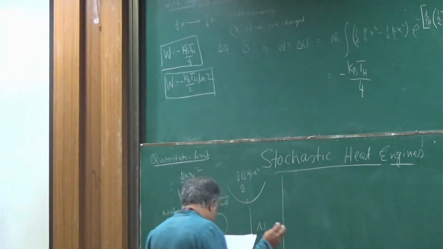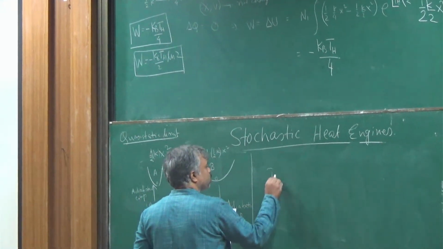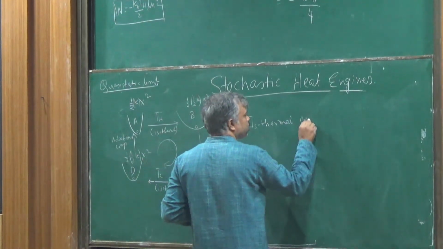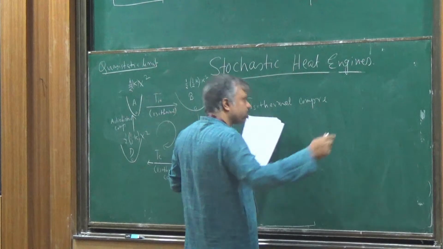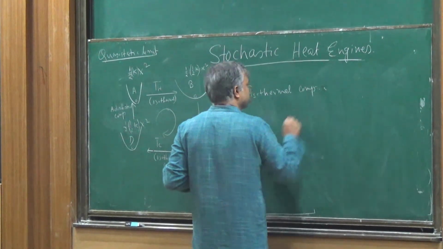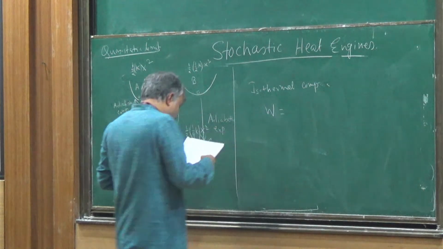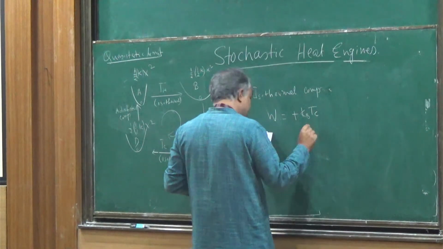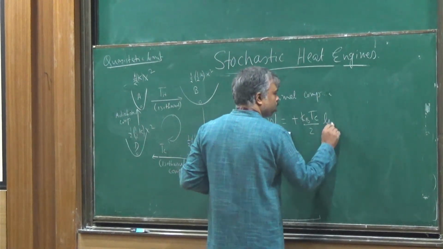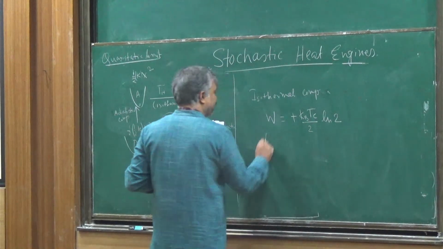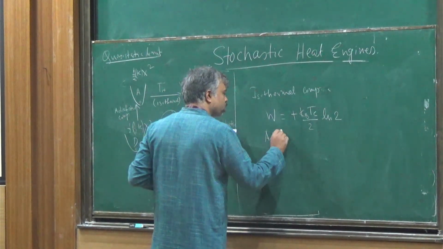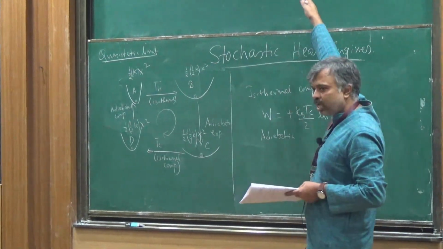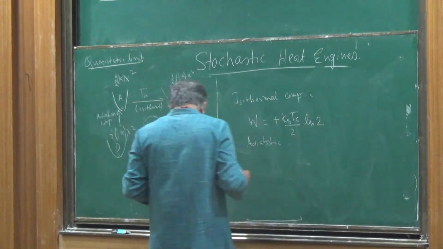So then, very similarly, we can calculate the work for the isothermal compression. After adiabatic expansion, there will be isothermal compression. So this is W plus k_B T_C, the cold temperature, exactly the same calculation. And then there is the adiabatic step. So maybe students can do this at home. It is exactly very similar to what I did here. You can do it at T_C.